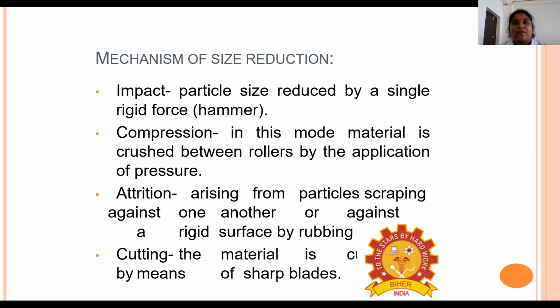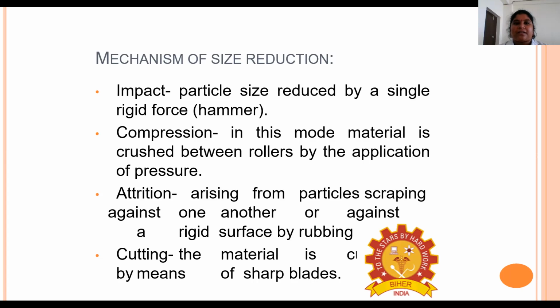Other than that, by rolling over each other and due to the presence of the surface, the particles get reduced in size. So that type only you will be calling as attrition. Okay. Then another one is the cutting. What is meant by cutting in the sense, with the sharp blades we reduce the size of the particle. That only you will be calling as cutting.